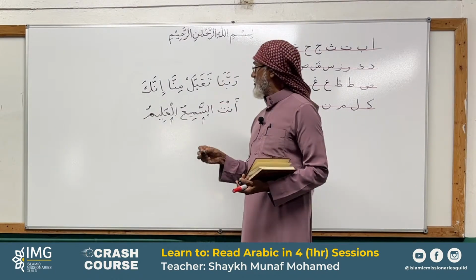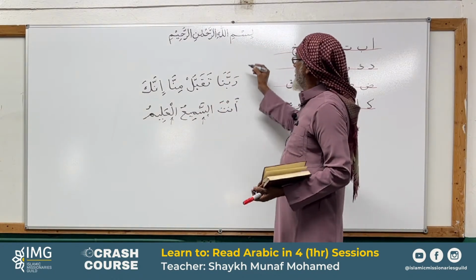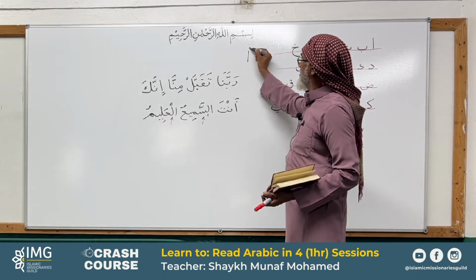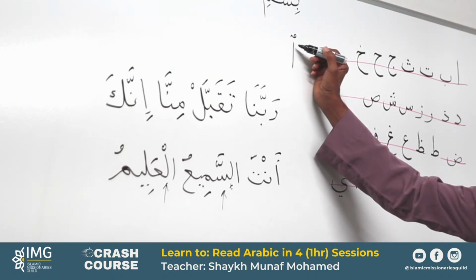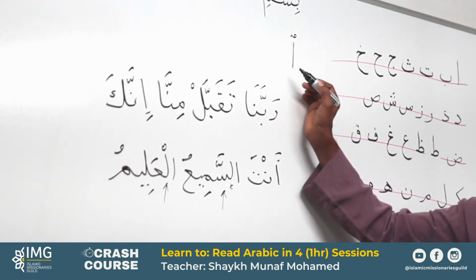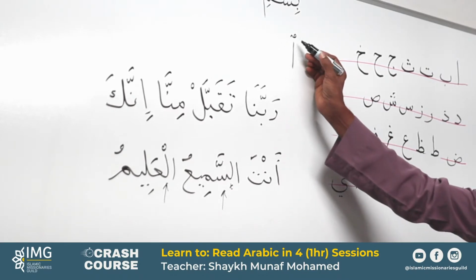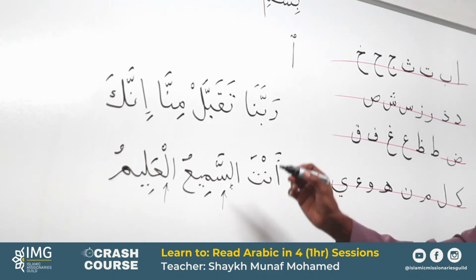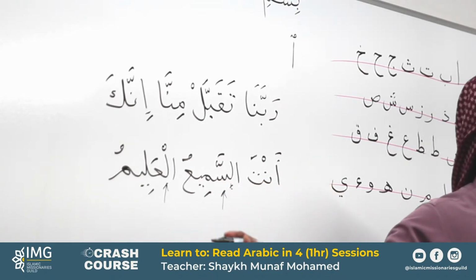So remember I told you just now that when the alif is not pronounced, there is a little sign like that above it. Okay? When the alif is not pronounced, there is a little sign like that above the alif. All right? So that is the alif for the definite article.